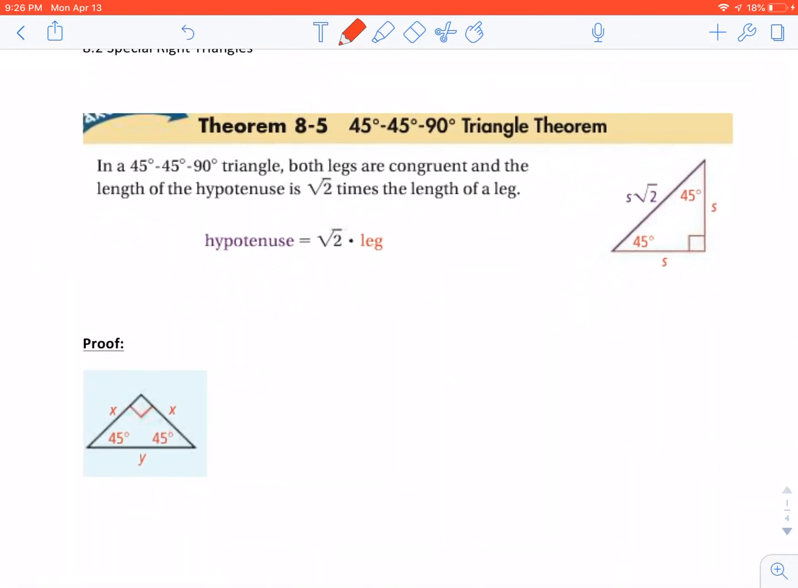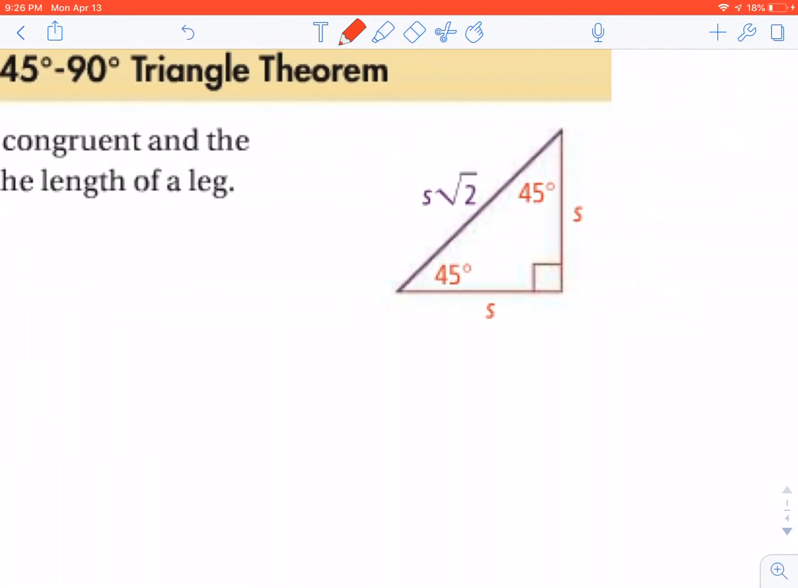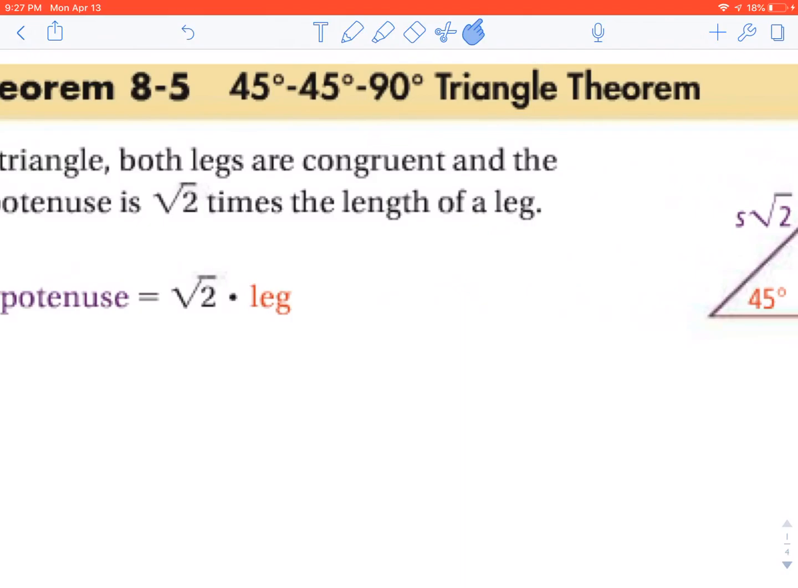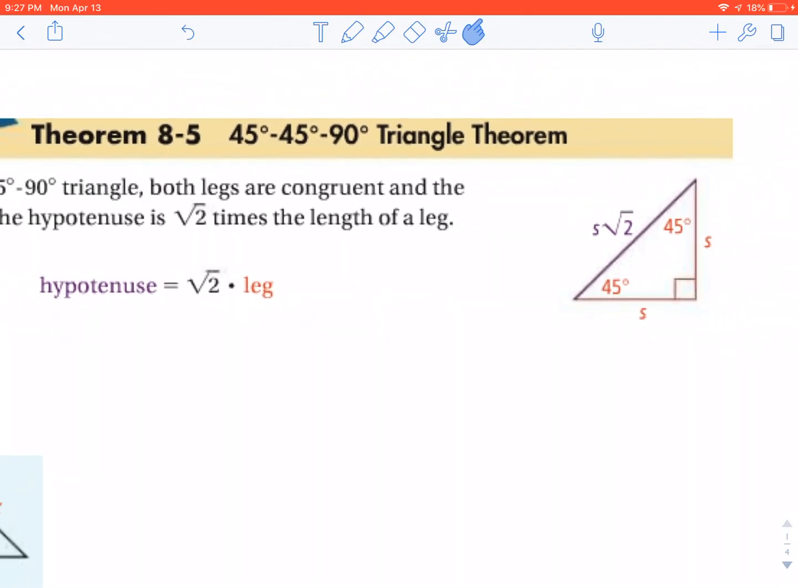Okay, so we're going to get started in a 45, 45, 90 triangle. What I'm going to state to you is this is an isosceles triangle. If you have a triangle that has two angles that are both congruent, that guarantees you that the legs must also be congruent. They tell you it's a 45, 45, 90 triangle. It's an isosceles right triangle is really what this is.